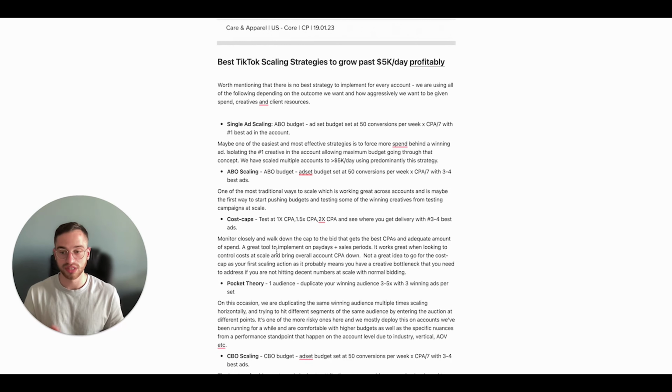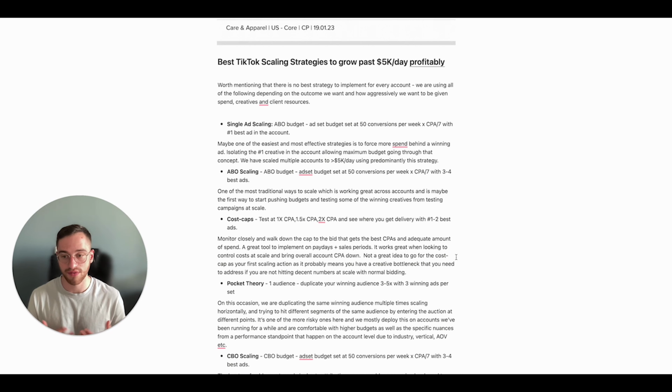Cost caps: go and test a cost cap at 1 times CPA, 1.5 times CPA, 2 times the CPA, and see what you actually get delivered with 3 to 4 best ads. I like to go to 1 to 2 ads most of the times. Then monitor closely and walk down the cap to the bid that gets the best CPAs and an adequate amount of spend.